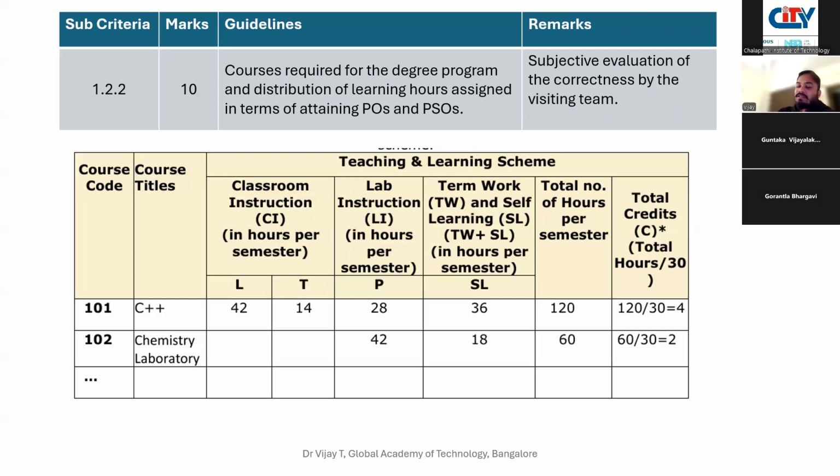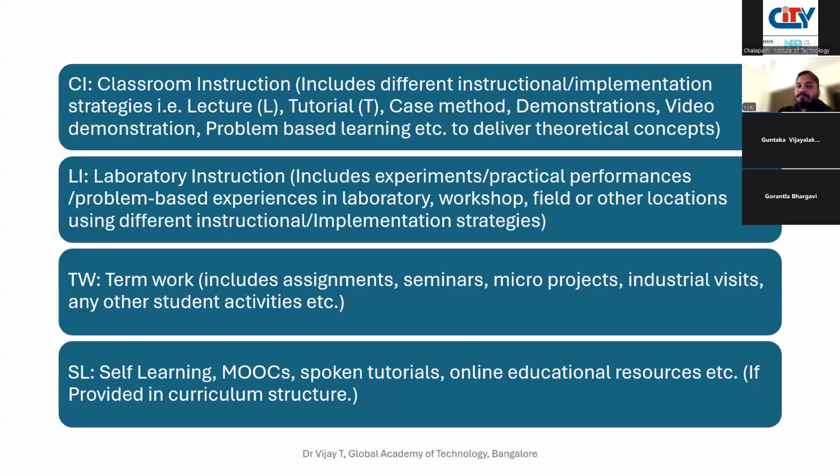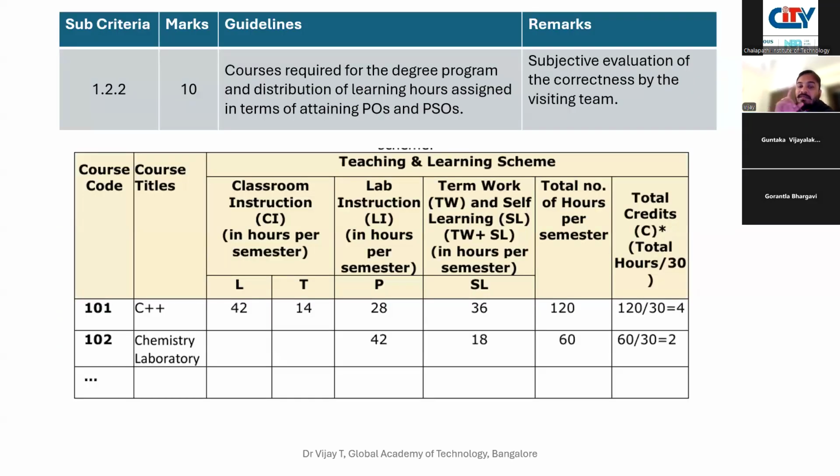So each credit is equal to 30 hours as per the National Credit Framework. Your complete curriculum structure of the program has to be in this table. This format is there in the SAR as well, so whenever you upload the SAR, you would be uploading it in a similar format.